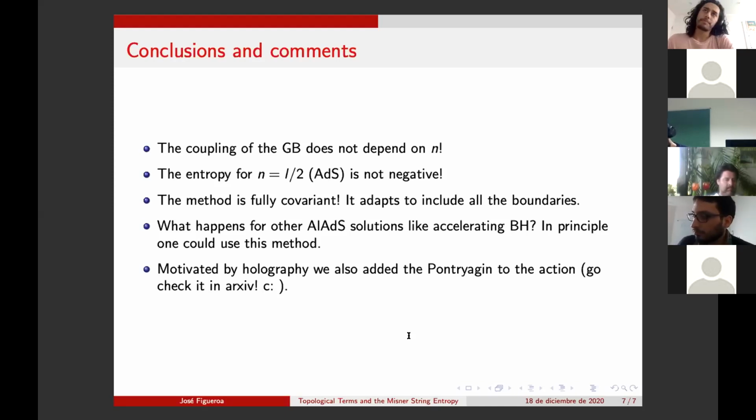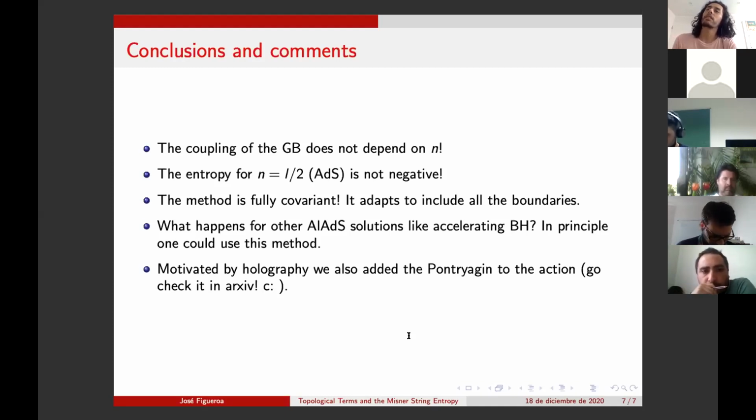Also, for n equal L/2, one has AdS spacetime, but with another foliation. And previously, the entropy of that solution was negative, but with this approach, one obtains a positive entropy and solves this problem. Also, this method is fully covariant and is adapted to include all boundaries, and in principle can be used to compute the entropy of other solutions like accelerating black holes.